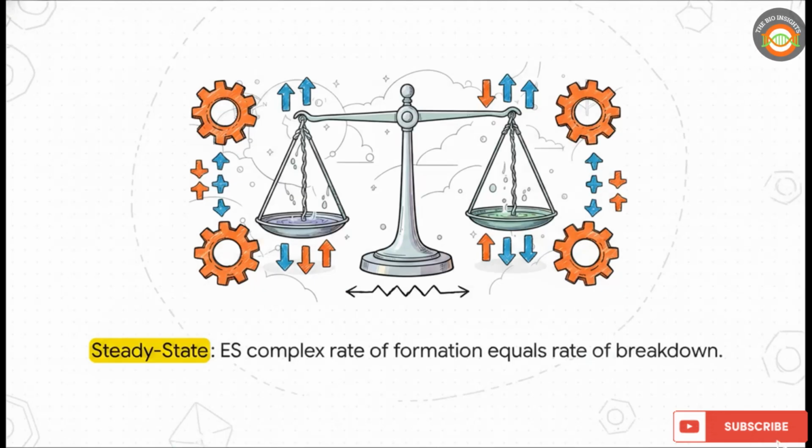Our second rule is Assumption 2, which is the steady-state assumption. Think of a perfectly balanced scale. We assume the concentration of the enzyme-substrate complex, those specific machines that are actively holding raw material, remains perfectly constant during the reaction. Basically, the exact rate at which these complexes are forming is perfectly equal to the rate at which they're breaking down to release the product. Synthesis completely equals degradation. The scale stays totally balanced, and let me tell you, that assumption heavily simplifies the math for us.